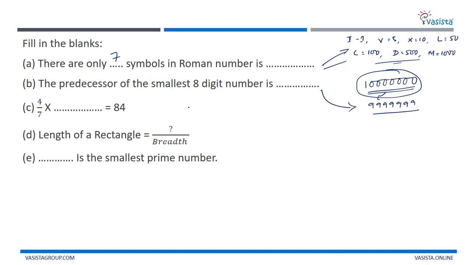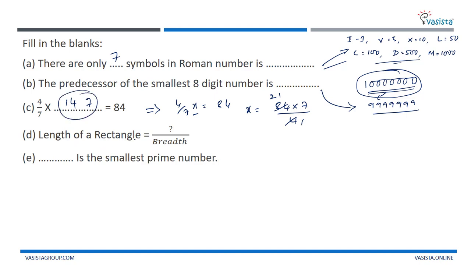Now they have given here 4 by 7 x is equal to 84. We need to find the value of x. So x is equal to 84 into 7 divided by 4. 4 ones are 4, 4 fives are 20, 21, 7 ones are 7, 7 twos are 14. That is 147, the answer.